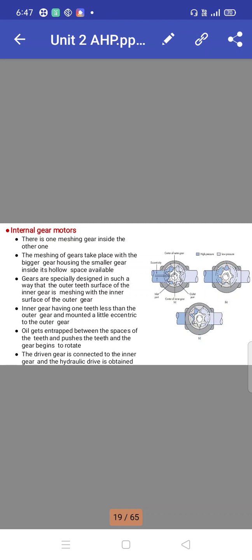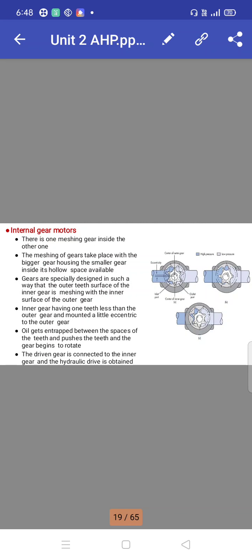Now internal gear motors. There is one meshing gear inside the other one. The meshing of gears takes place within the bigger gear housing, and the smaller gear sits inside its hollow space. The gears are specially designed in such a way that the outer teeth surface of the inner gear meshes with the inner surface of the outer gear.